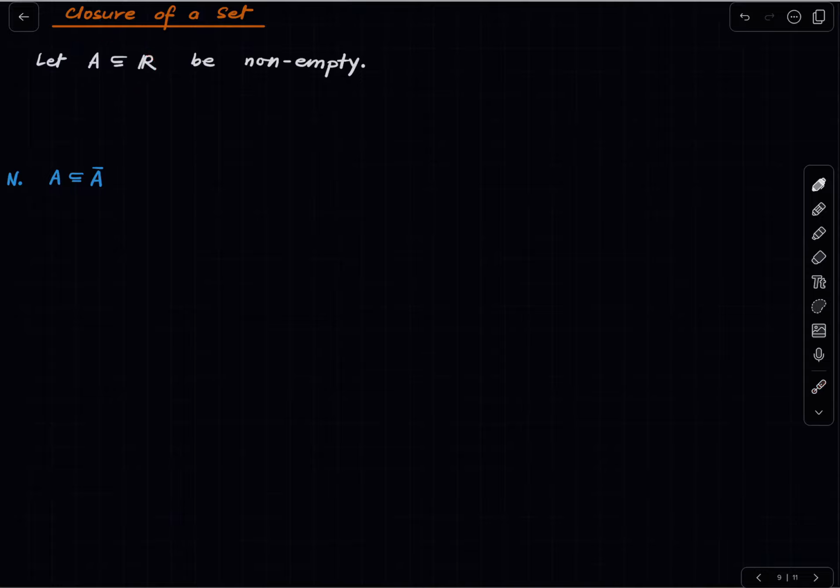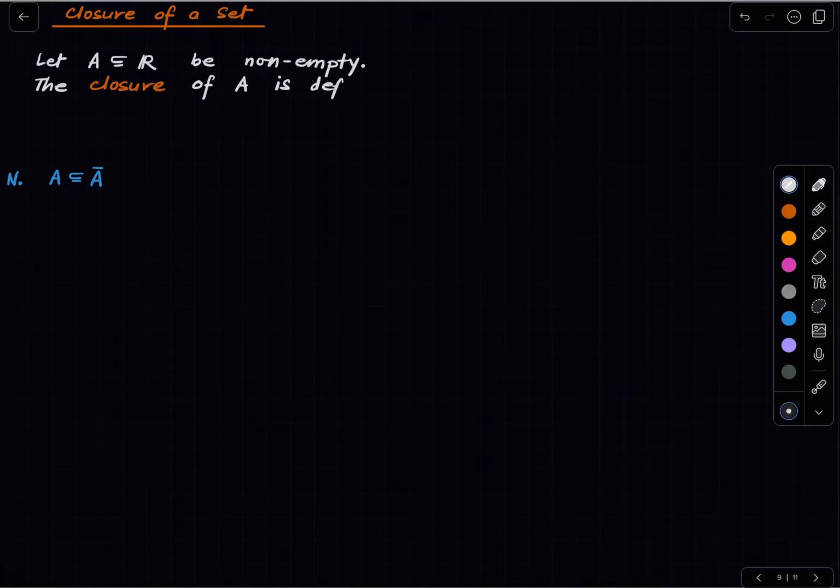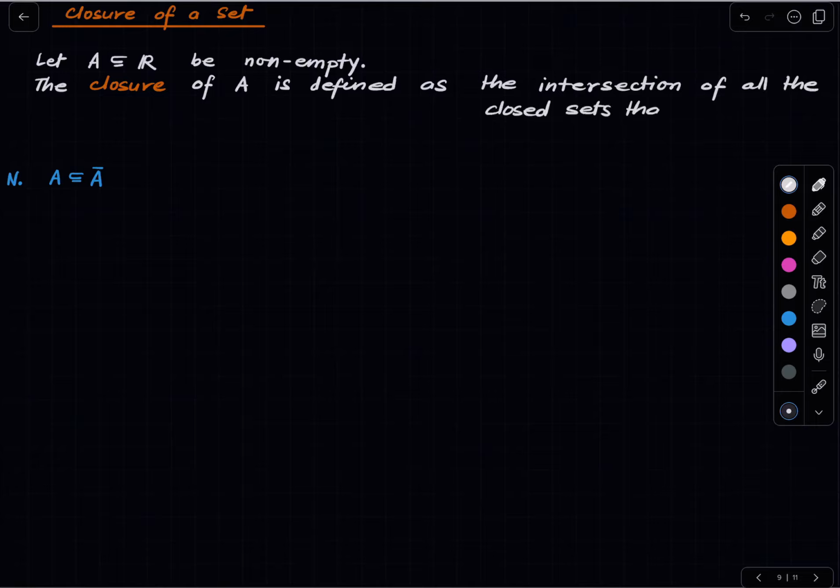The closure of A is defined as the intersection of all the closed sets that contain A.